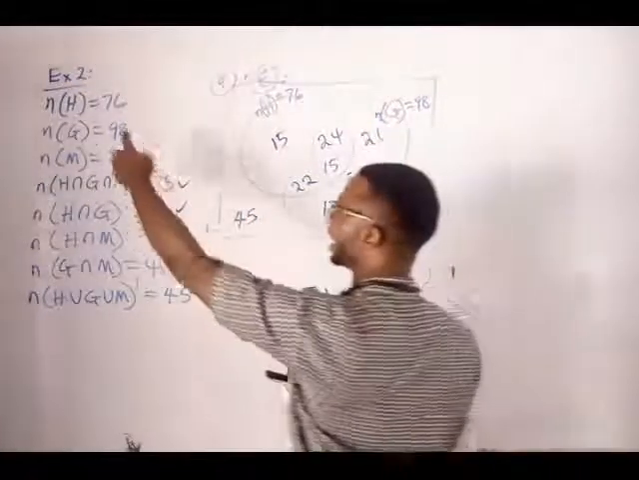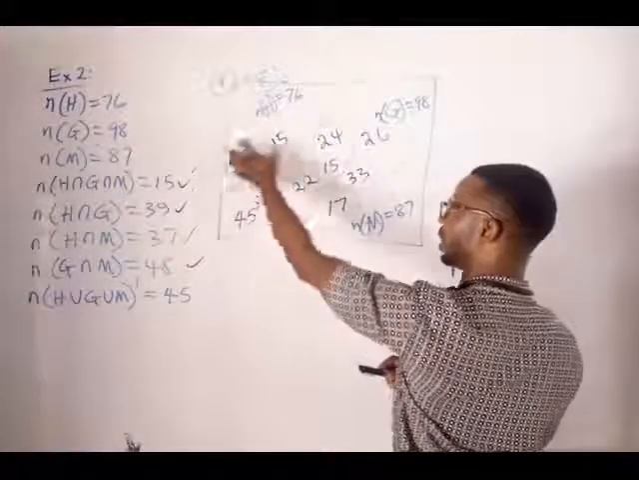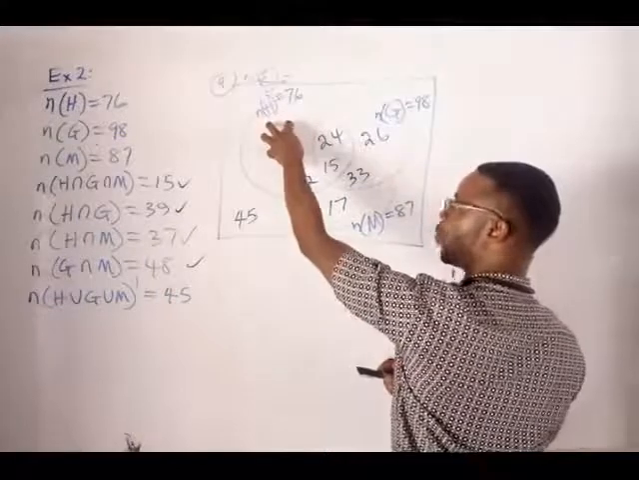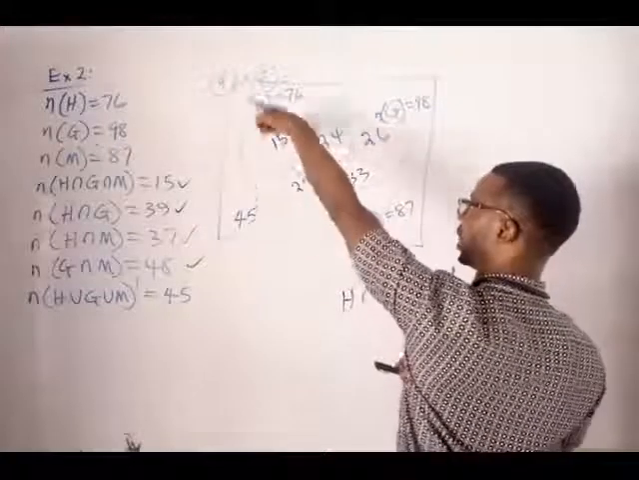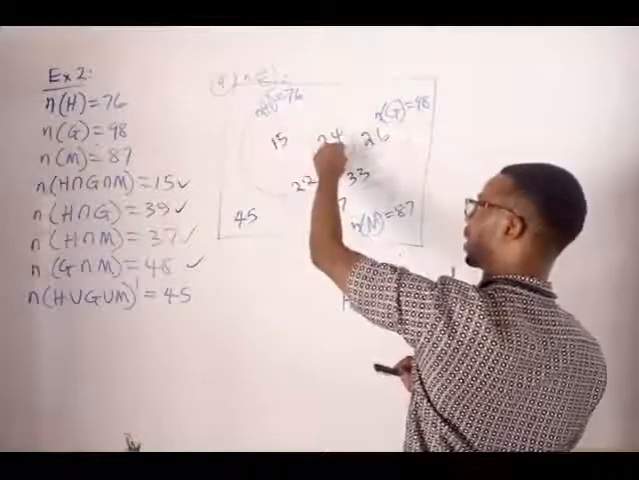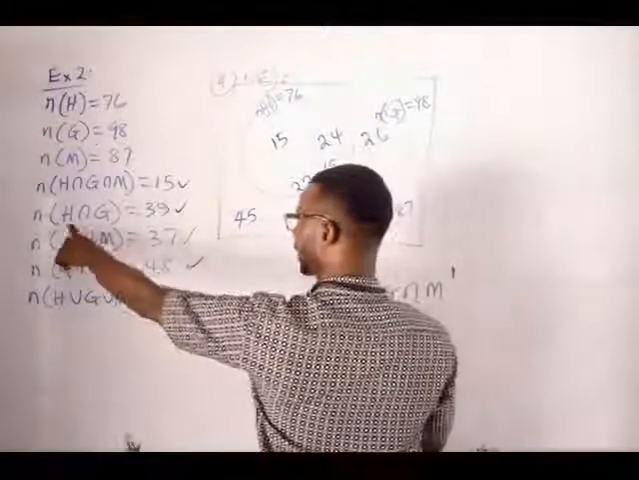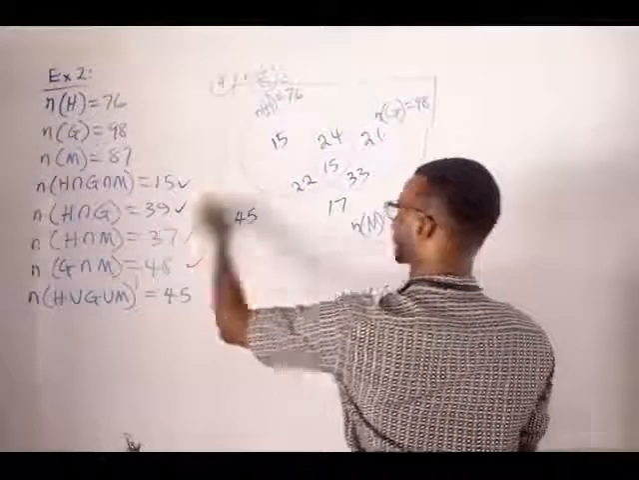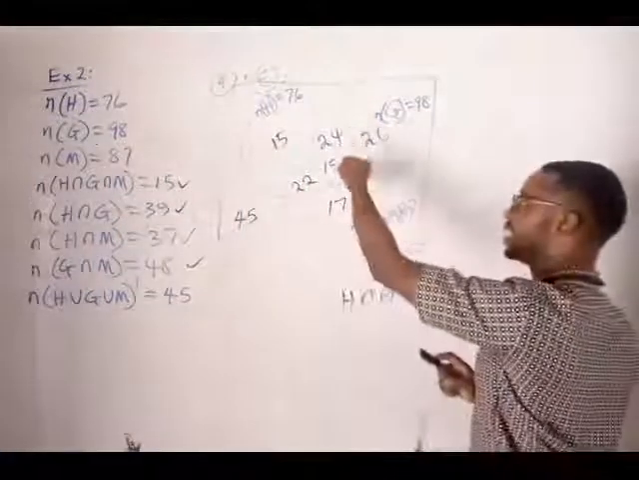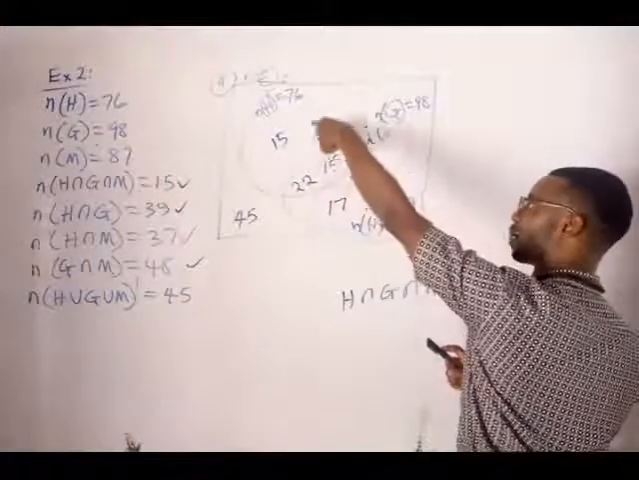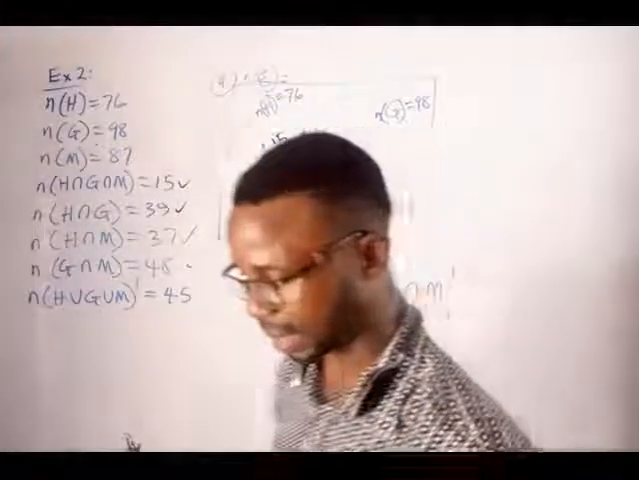If you are told originally that 76 did history only, then this is history only. I'll put 76 here. But we are told that 76 did history, and this is the whole of the history. So for you to get history only, you need to subtract all of this from the 76 to get this. The same thing, when you have history and geography only as 39, here will have been 39. But you were given history and geography, and this is history and geography. So for you to get history and geography only, you subtract this from it to get this place. Please take note of that. And that's our Venn diagram.